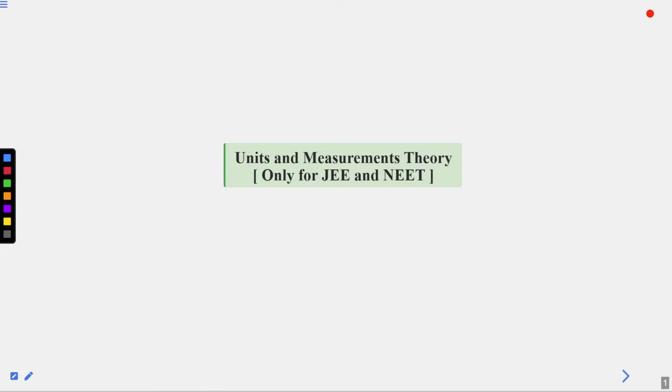Hello students, in today's lecture we are going to learn about units and measurements, and this is the theory part.